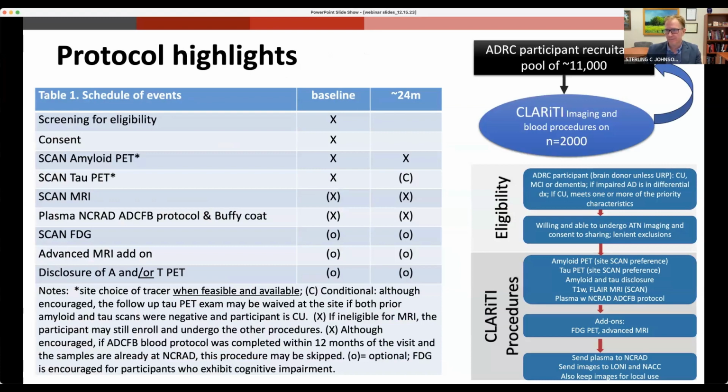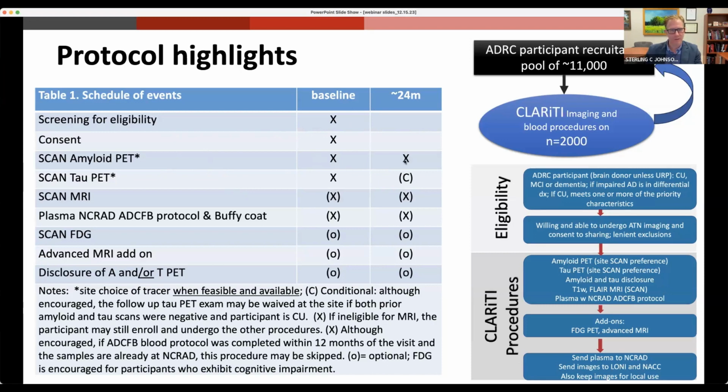The protocol, these materials are available to you. They're in the link in the meeting invite for this meeting. They're also going to be on the NAC website, maybe even later today or shortly after this meeting, in the next few days at least. But here's an overview of the protocol, and many of you have seen this before when we presented it in San Diego. Screening, consenting, a scan-compliant amyloid PET at baseline and approximately 24 months.